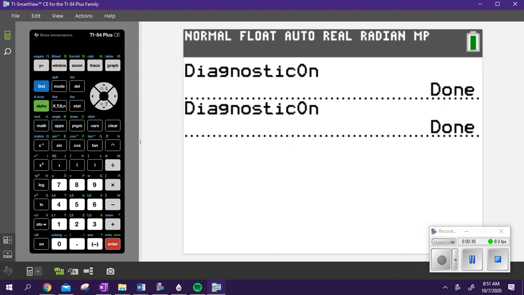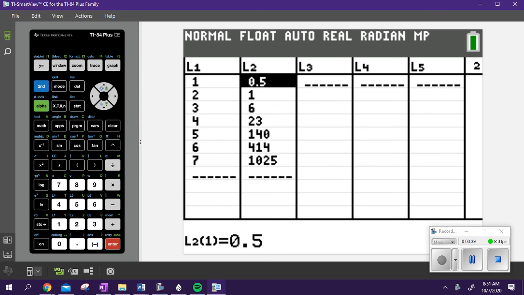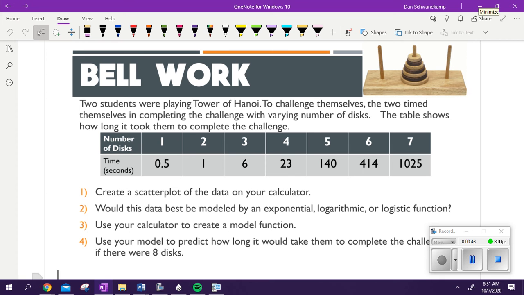Okay, so again, I typed in my stat, my edit, I typed in those numbers 1 through 7 and 0.5 through 1025. Now the question is, all right, we created a scatter plot. We did number 1. Number 2 says, would this data best be modeled by an exponential, a logarithmic, or a logistic function? Okay, so let's try that out.